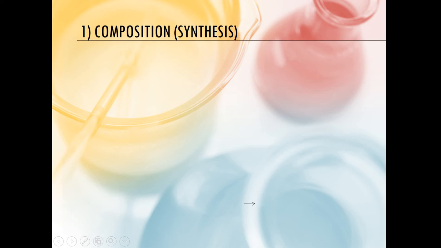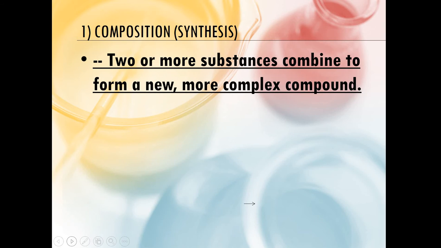So the first one we have is called composition, or also known as synthesis. We will reference it more as a synthesis reaction. A synthesis is when you have 2 or more substances combined and they form a new, more complex compound. A way to recognize this is by looking at the product side. If you start with many things on the reactant side and end up with way less on the product side, that is a synthesis reaction.